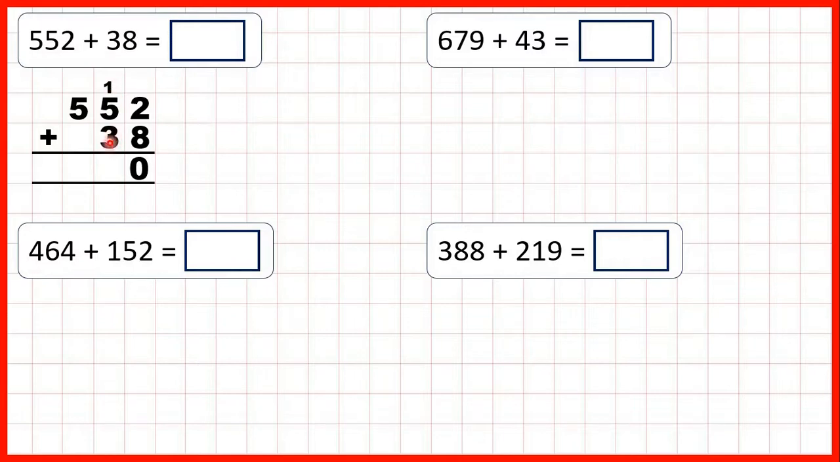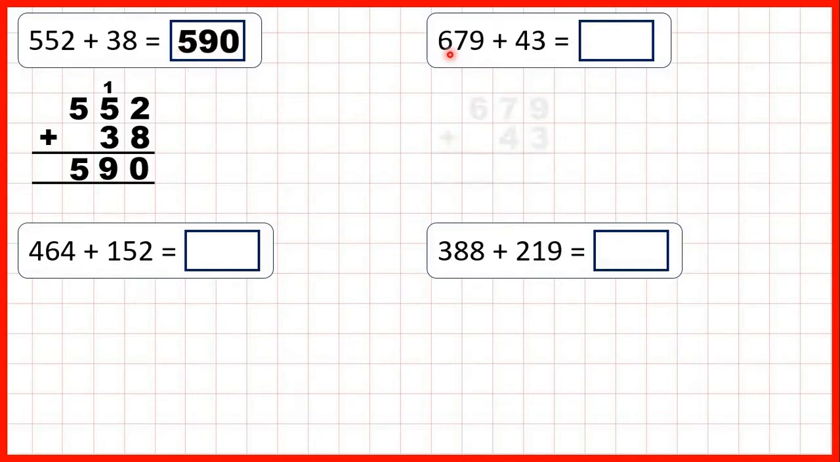So now, because we've added our ones, we move on to our tens column. We have 1 plus 5 plus 3. That makes 9. And now we move on to our hundreds, and we have 5 plus nothing, so we have 5. That gives us an answer of 590.